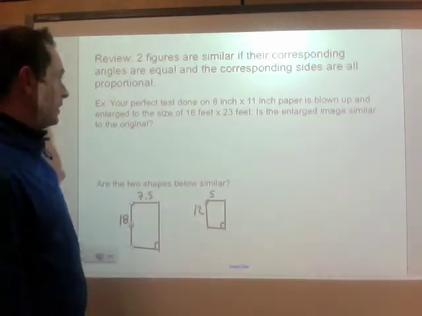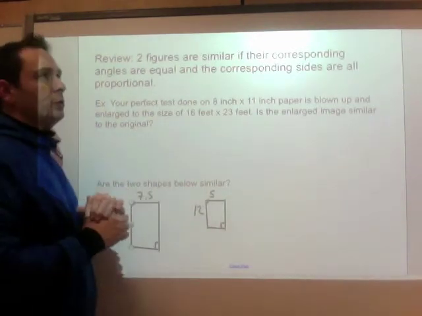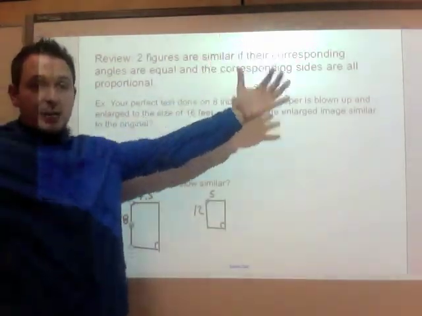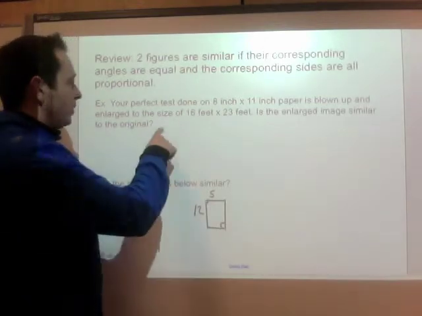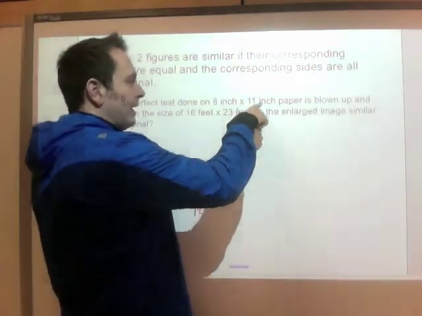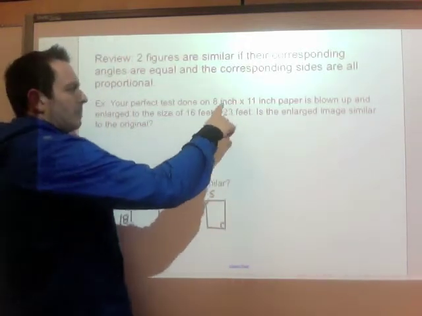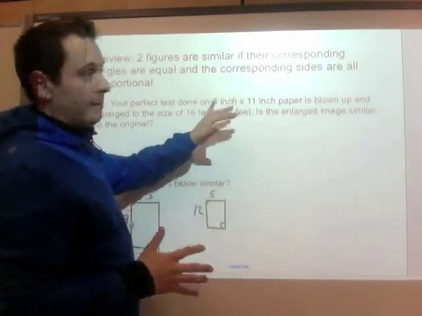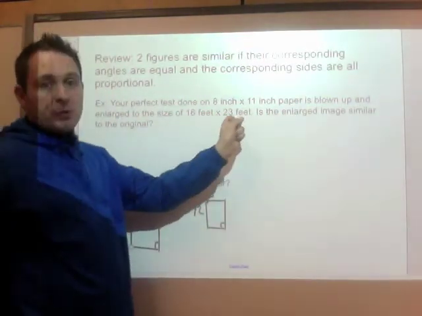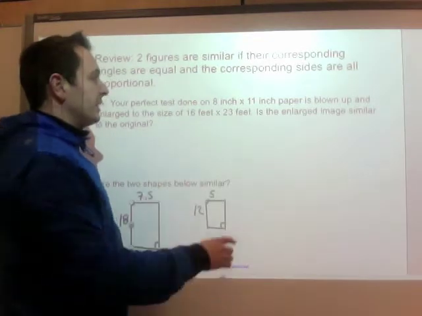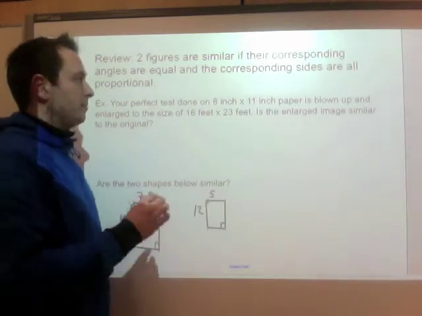So let's look at two things first. Example: your perfect test, you got a perfect score. Parents are so proud they're going to make a gigantic copy of your test and wave it around, fly it behind a plane, something. Your perfect test was done on 8-inch by 11-inch paper, a standard piece of paper. It might actually be 8.5 by 11, but we'll say 8 by 11 for simplicity's sake. And it's going to be blown up and enlarged to the size of 16 feet by 23 feet. Is the enlarged image similar to the original? It may look similar, but is it mathematically similar?